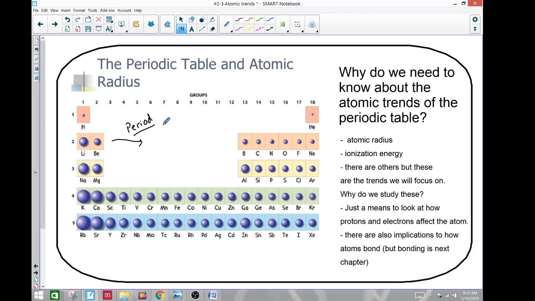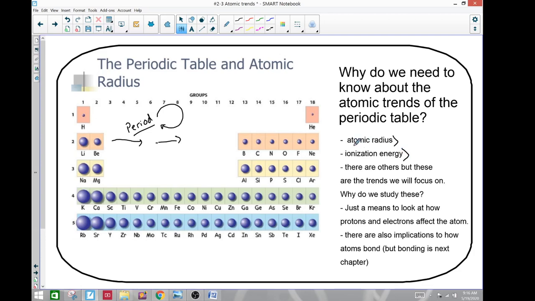The word period in physics means the time for a cycle to repeat. So really, period is something that repeats itself, like something happens periodically. In physics, it's an actual unit of time for something to repeat. So we're saying that in the period, there are some trends that repeat themselves over and over again. These trends that we will look at, and there are more than this, but atomic radius and ionization are the two that we're looking at.